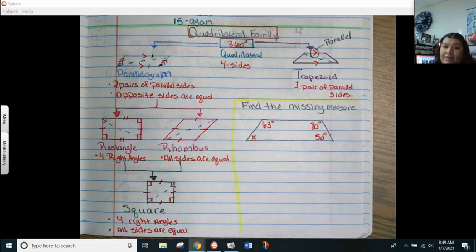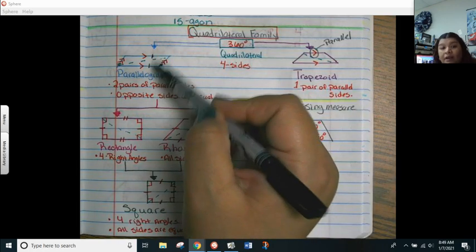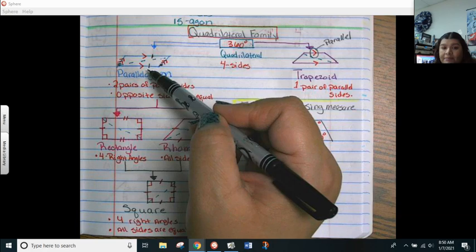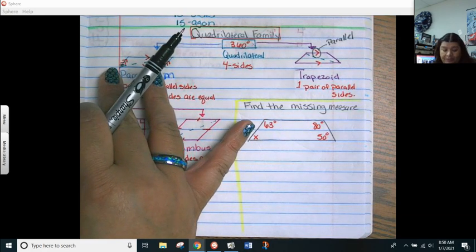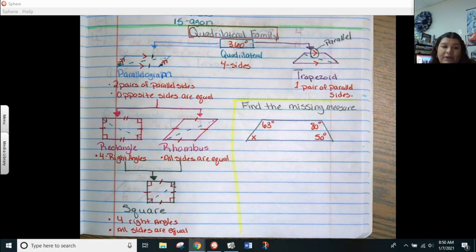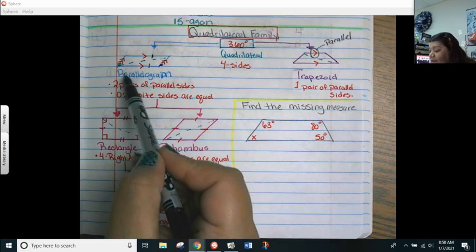And it also has to have that opposite angles are equal. So that means the top and bottom are the exact same measurement, and the sides are the exact same measurement, okay? So that's a parallelogram. You can go ahead and write that down. Pause it if you need to.